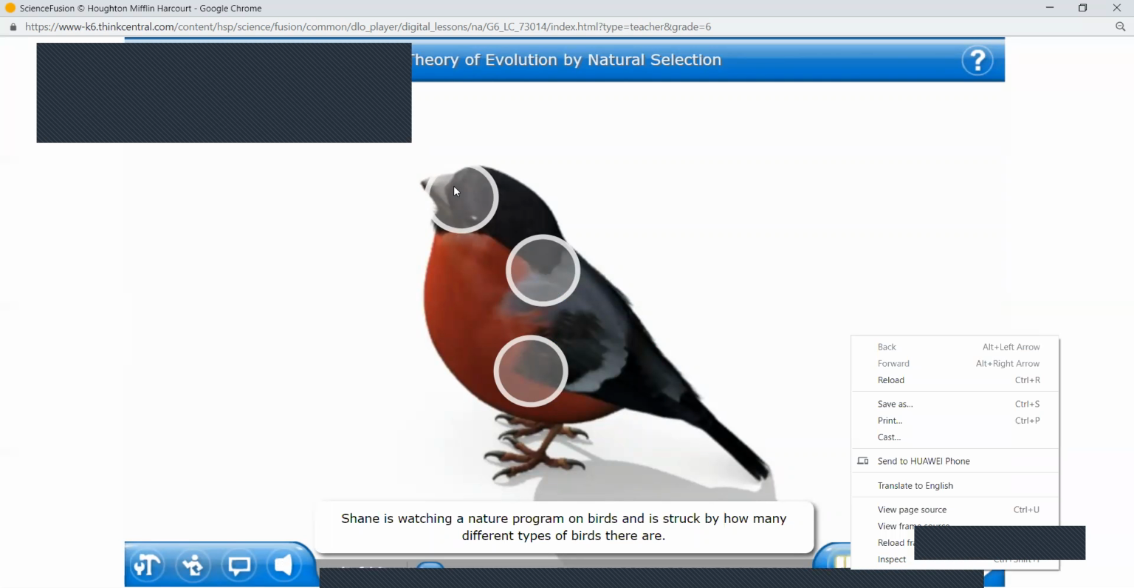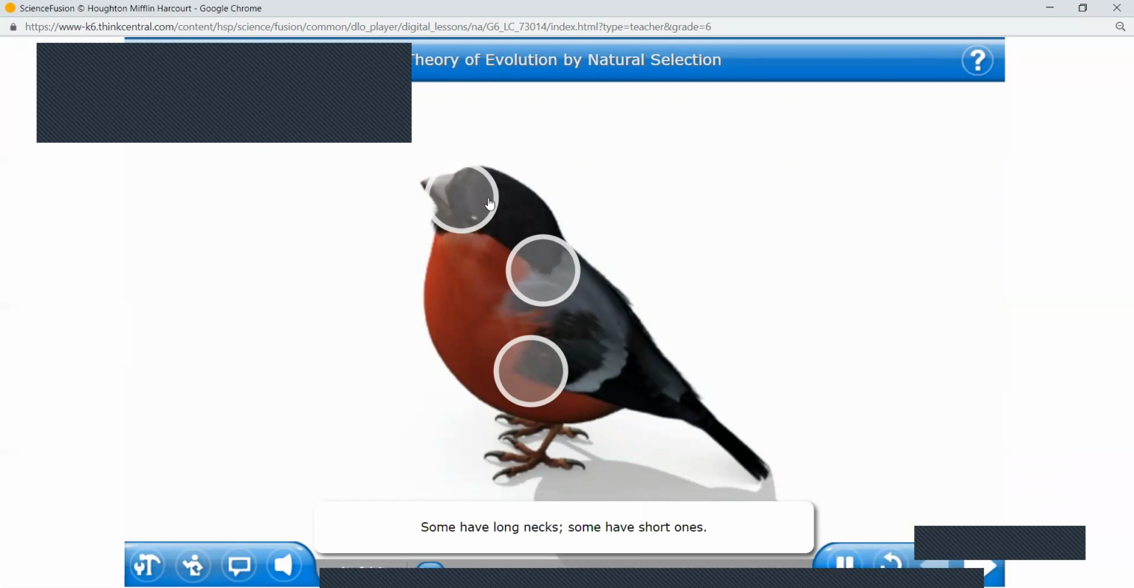Many different types of birds there are. Some have long necks, some have short ones. Some have long curved beaks, others have short pointed ones. Click the highlighted parts of this bird to see how different species can vary. When you're done, click the next button to learn more about animal variations and the theory of evolution by natural selection.